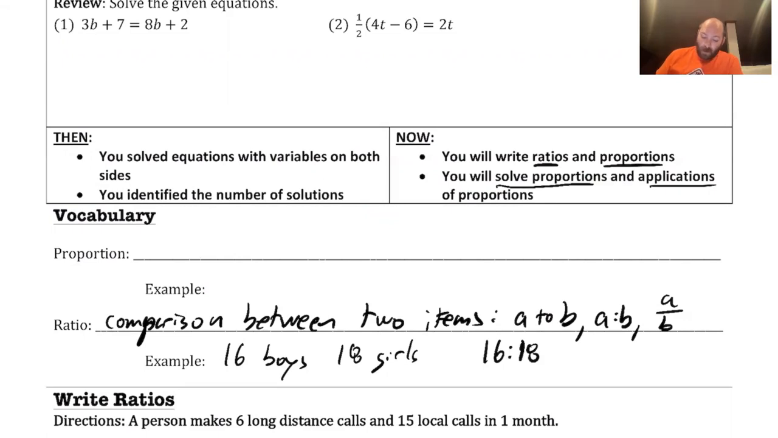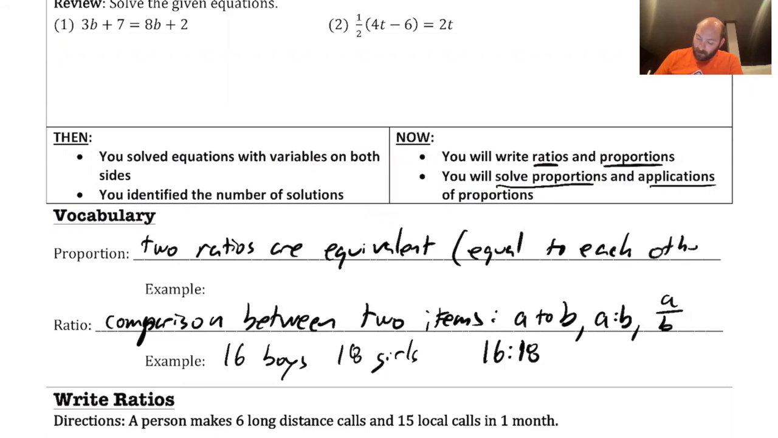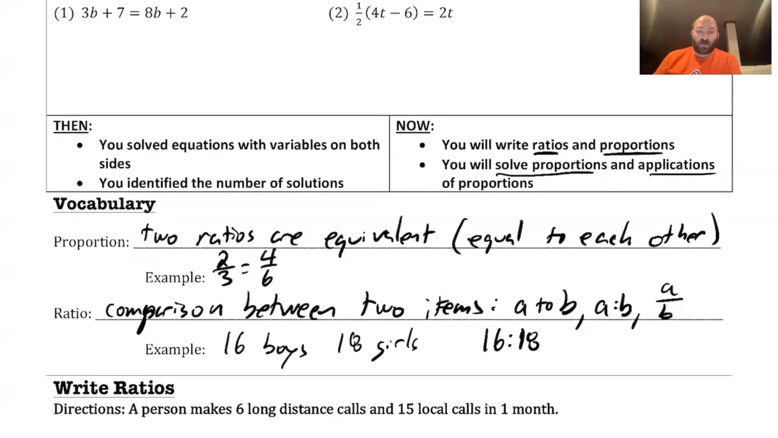Proportions are when two ratios are equivalent. By equivalent, I mean they're equal to each other. For example, if I say 2/3 equals 4/6, those are equivalent ratios. We also use this to help solve, which is what we're going to get to in just a minute, and we'll talk about what this represents as well.